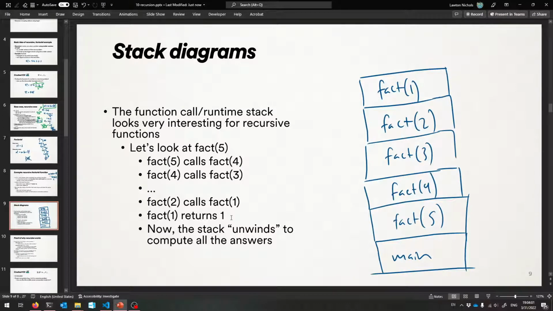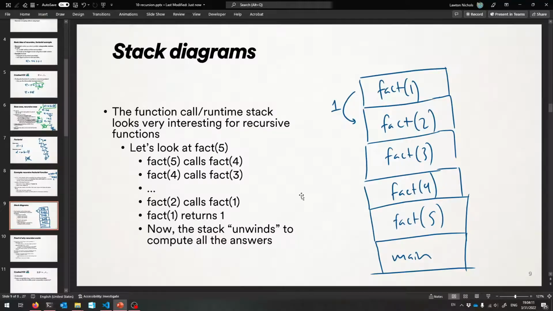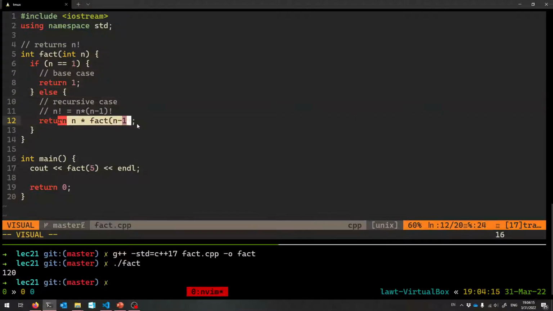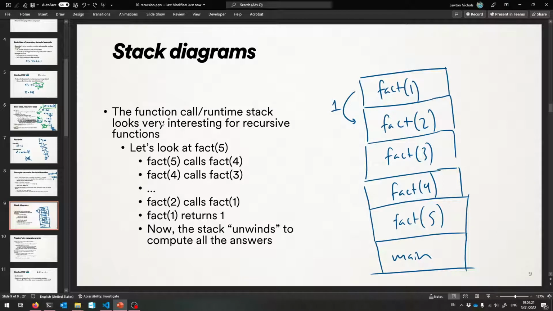And so, finally, we call fact of 1, and it's going to return 1 back to whoever called it, because that was the base case. It's like, all right, n is 1. Cool, return 1. And so now we're back here. Fact of 2, remember, was sitting on this line with n being 2, so it can multiply its 2 by the answer that it just got back. The answer was 1. So 2 times 1, 2.